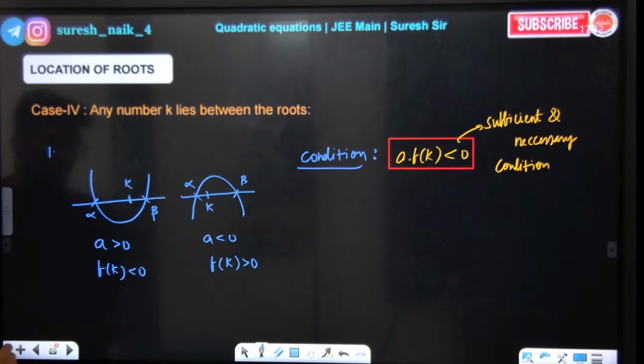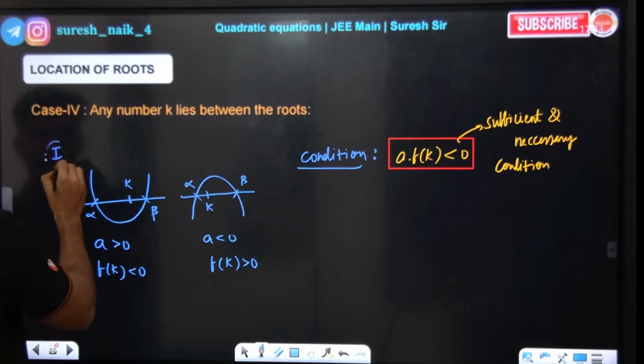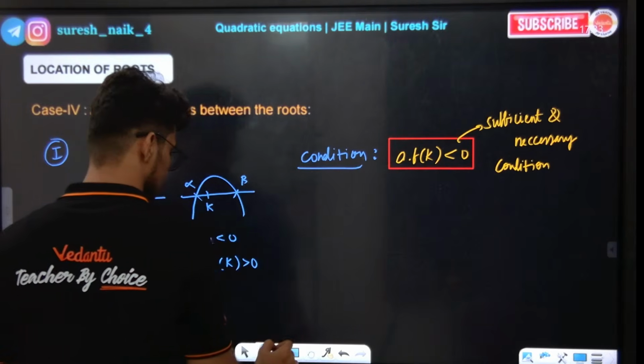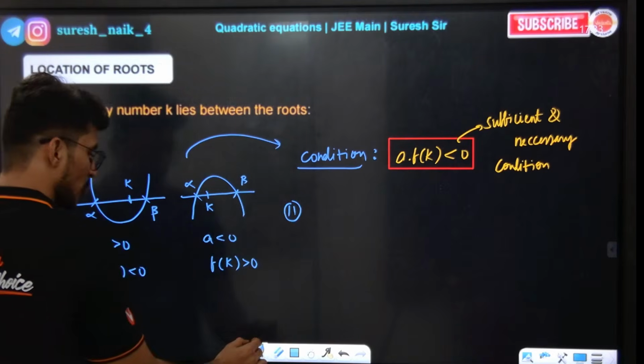Now, how will part 2 be? This is part 1, so how will part 2 be? Look at everyone, guys. Part 2. Okay? What does part 2 mean basically?